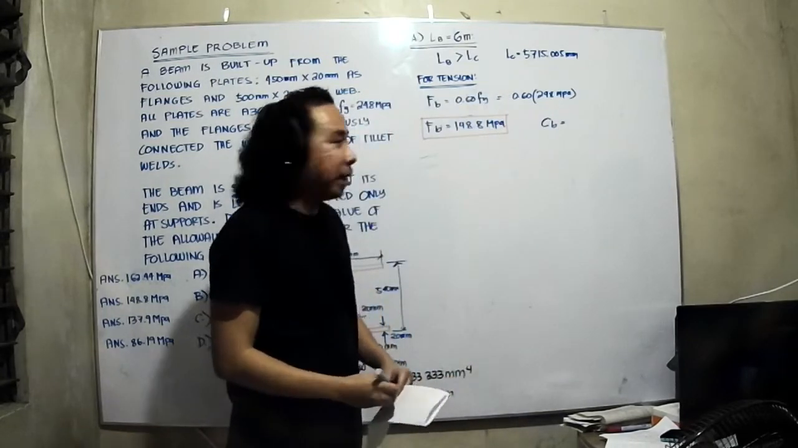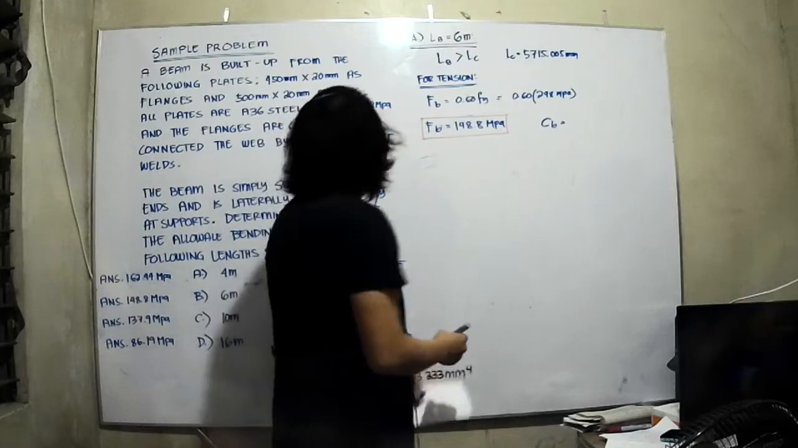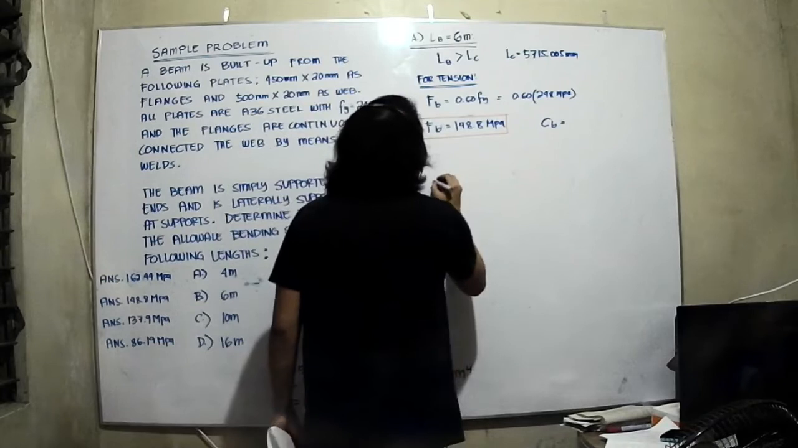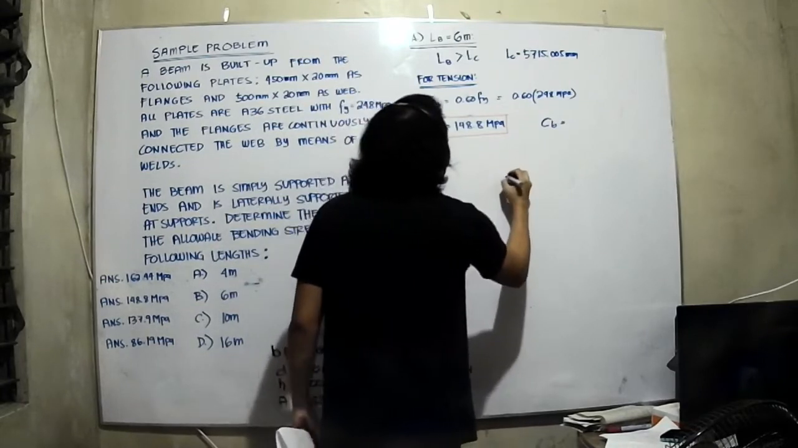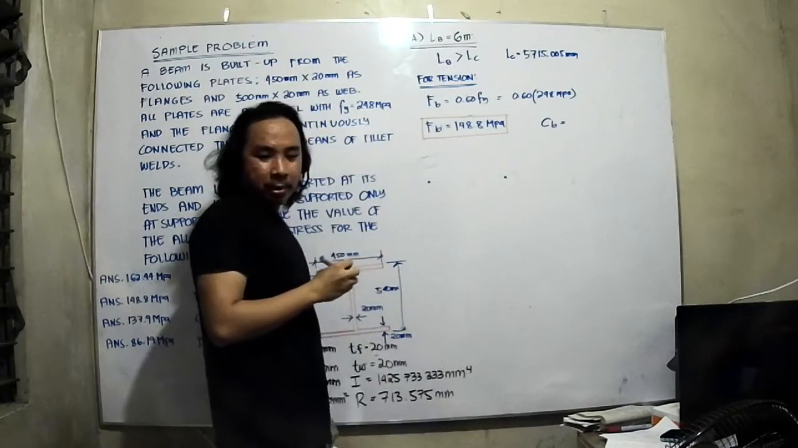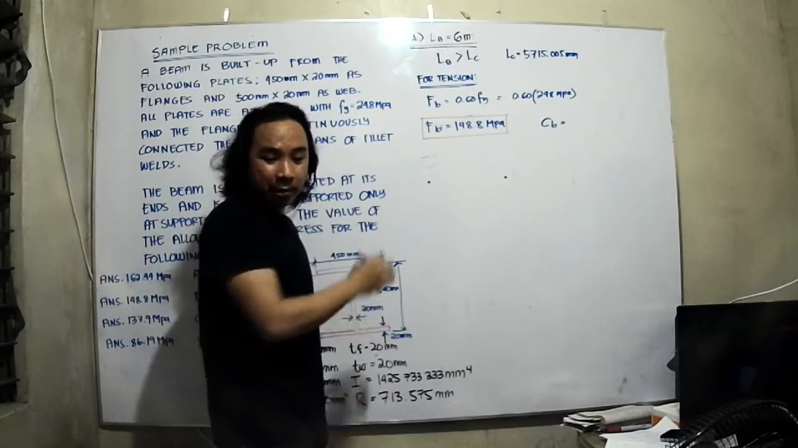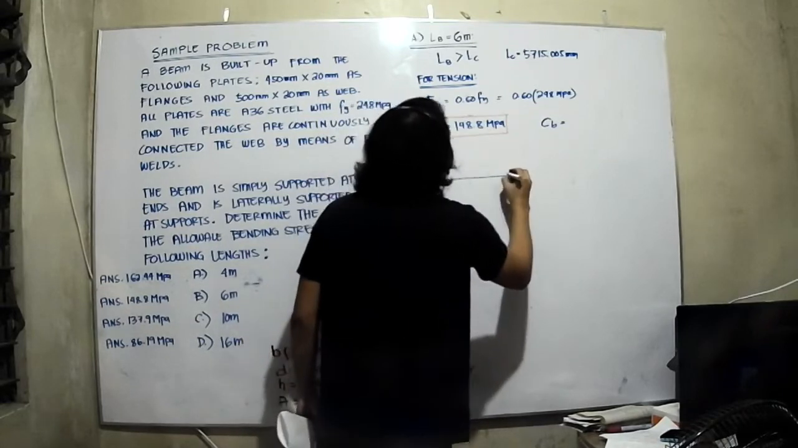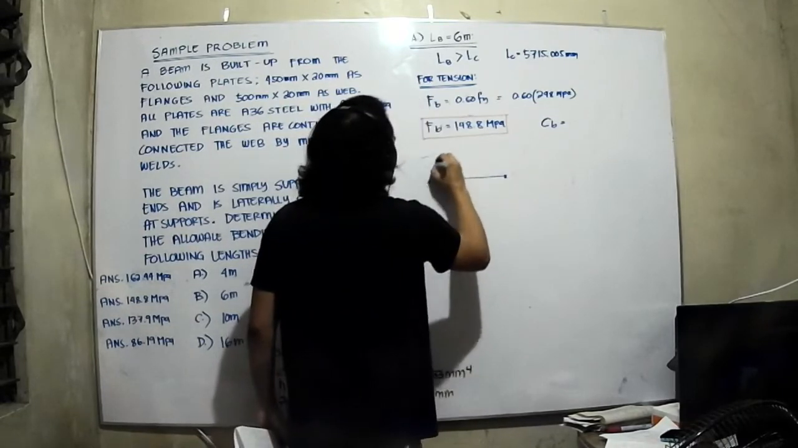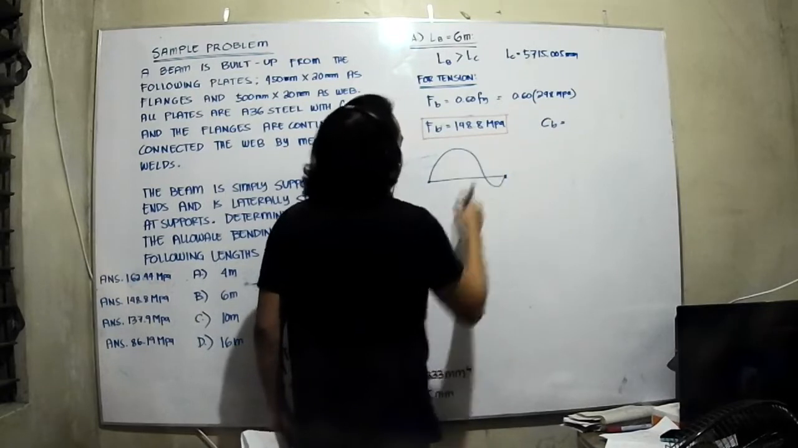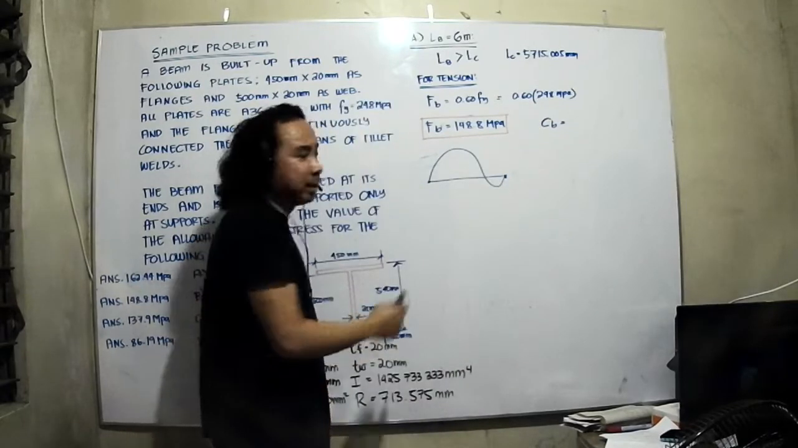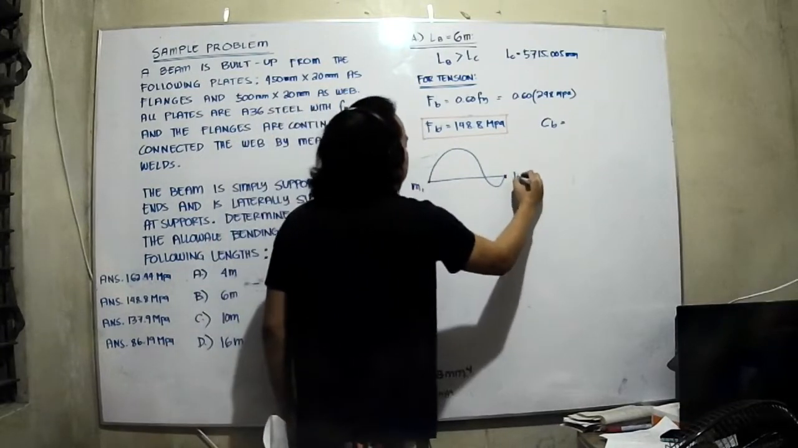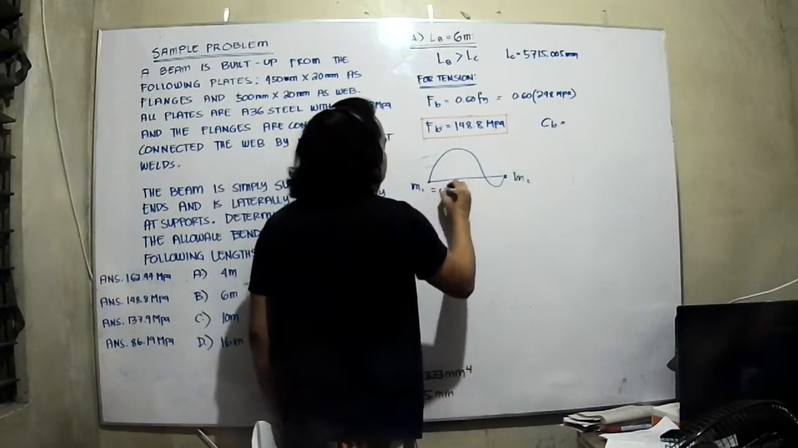It is a simply supported beam. That means the ends are simply supported, meaning there is no movement at the ends. In other words, our moment diagram should look like this; it is just 0 at the ends. So our M1 and M2 are both equal to 0.